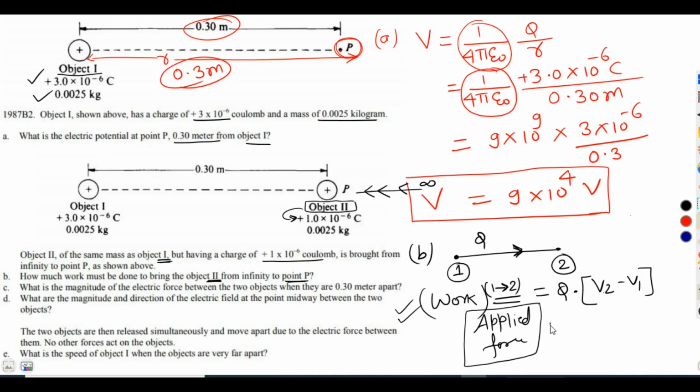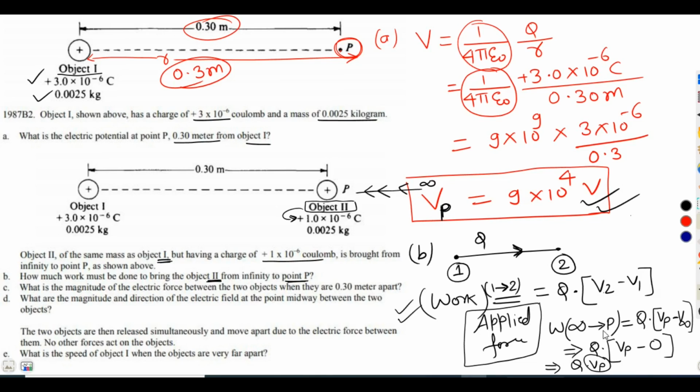We have to find the work done from infinity to point P. The charge is moved from infinity to point P, so its work done will be Q times the potential of point P minus the potential of infinity, according to the similar concept. We take the potential of infinity as 0, so the amount of work done will be Q times Vp, and we know the value of Vp from the first part. This is the potential of point P.